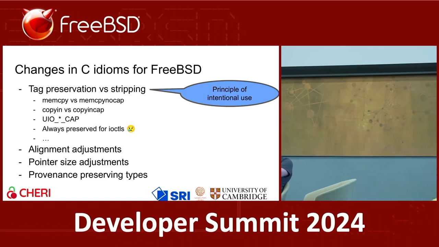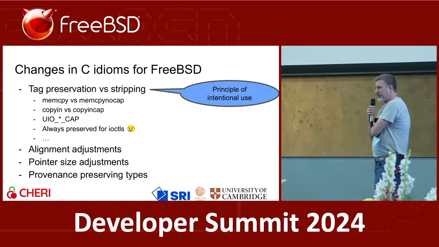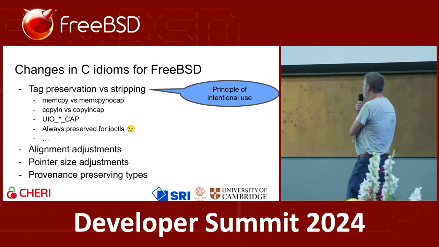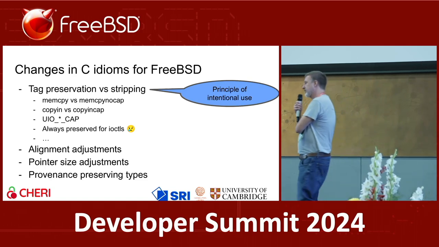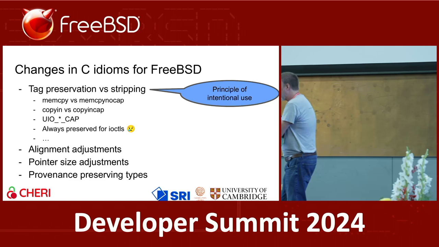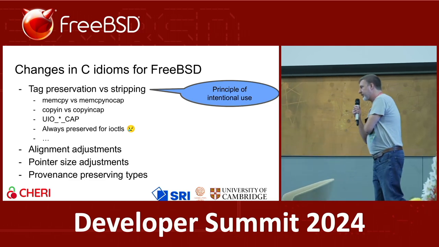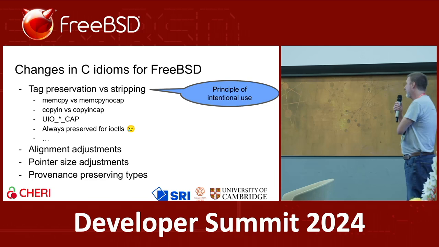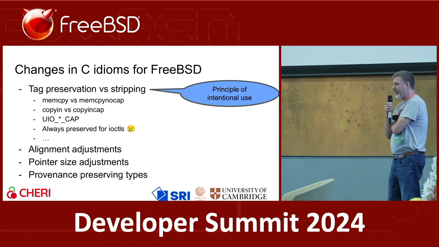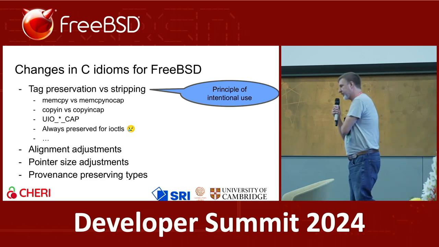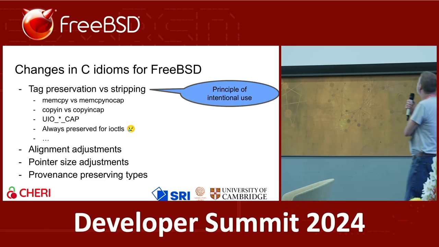And then another ball of mud is ioctl, which we have the sad face because we cry about ioctl in many ways. Conceivably, we could find a scheme where we tag ioctls to say this one has pointers or not, but we haven't done that yet, and so currently ioctls just always preserve capabilities in the initial copy-in that they do and copy-out.